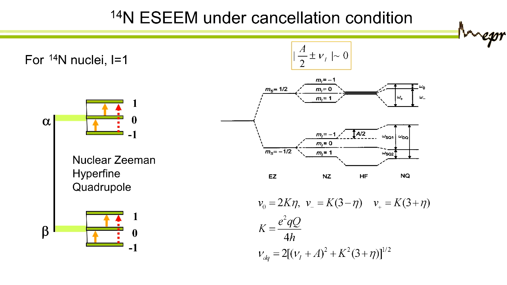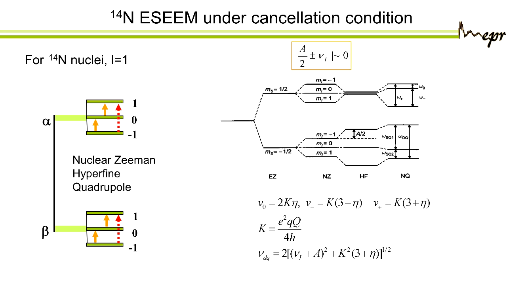Now, there is often a case called the cancellation condition, where the hyperfine coupling is on the order of the nuclear Zeeman. For instance, when half of the hyperfine coupling is equal to the Larmor frequency, then in one of these manifolds the hyperfine cancels the Zeeman, and it's like we have a zero field. So let's look up here.